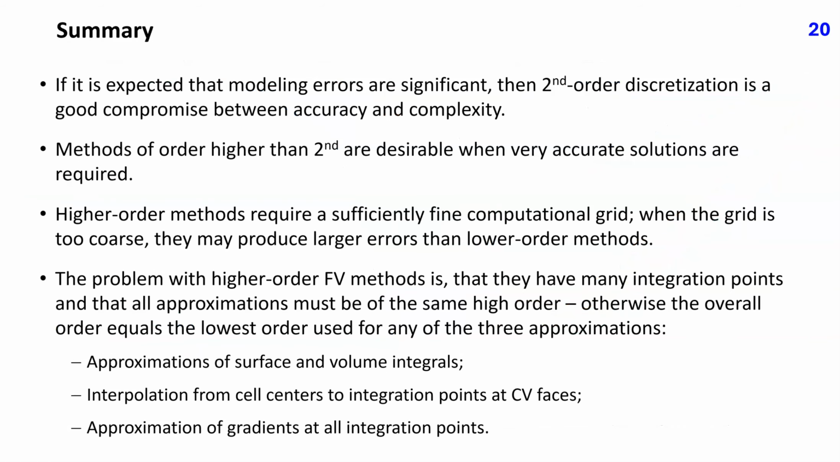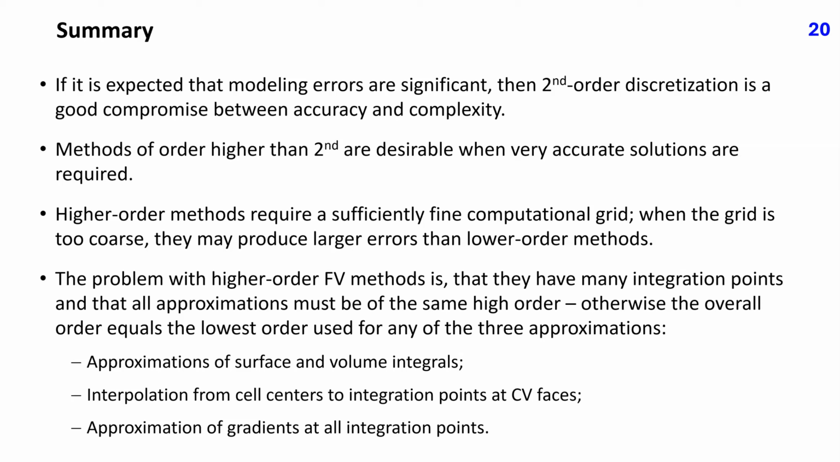Let me now briefly summarize this lecture. If it is expected that modeling errors are significant, then second order discretization is a good compromise between accuracy and complexity. Methods of higher order than second are desirable when very accurate solutions are required. Higher order methods require a sufficiently fine computational grid. When the grid is too coarse, they may produce larger errors than lower order methods.